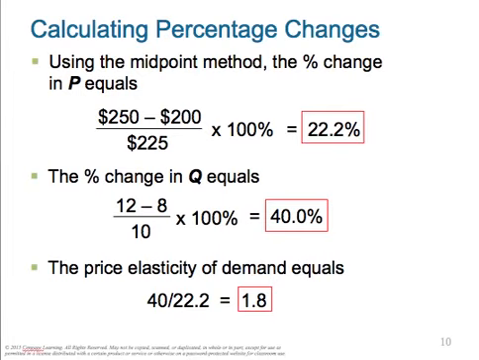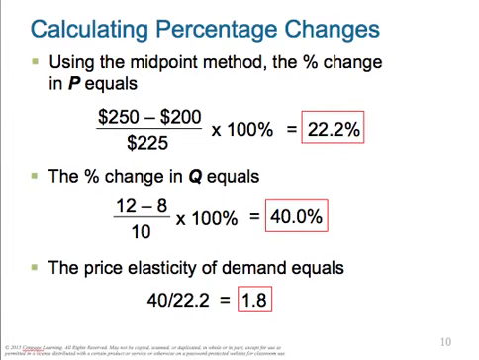The percent change in quantity, the first one was a percent change in price. Now we look at percent change in quantity. In value, we had a quantity demanded of 12 and a start value of 8. So 12 minus 8 over the midpoint, which is 10, and then convert that to percentage terms, and you had a 40% change. So you have a 22.2% change and a 40% change.